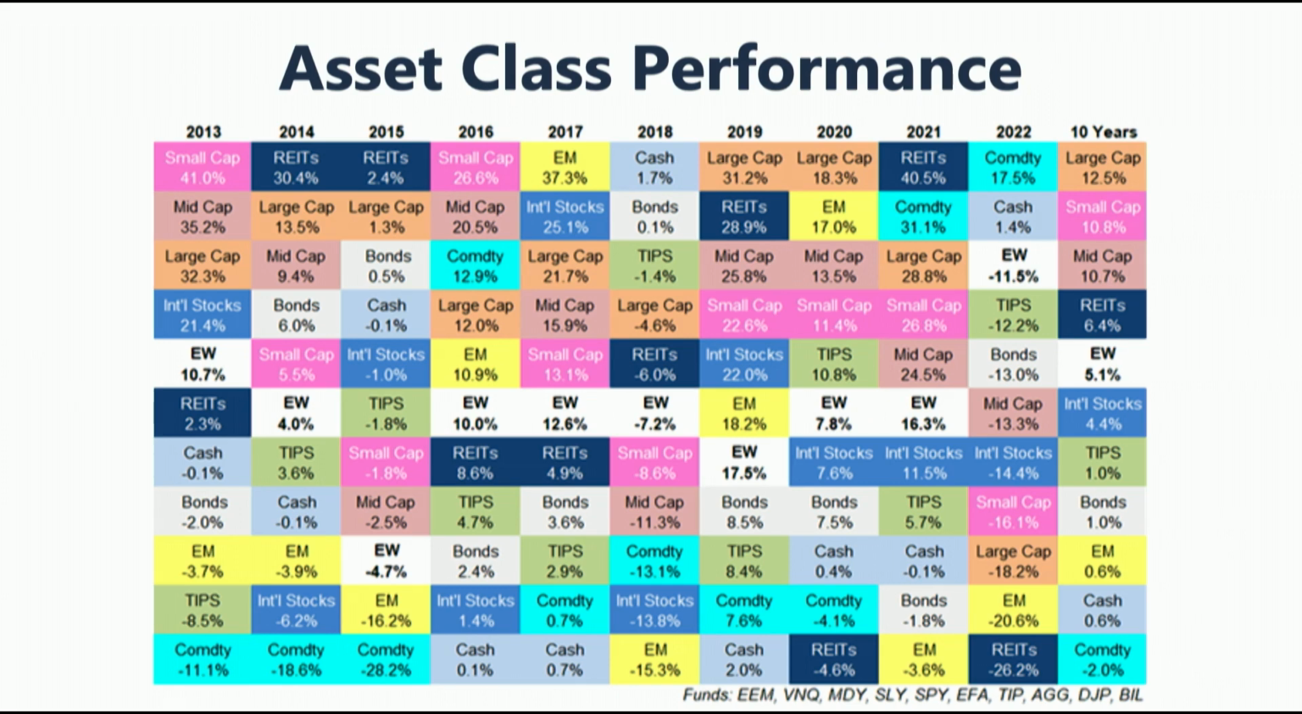And then you can look at a 10-year chart to see about what you would expect. The U.S. domestic stocks, all three of those boxes, have led the way with a 12.5% average return for large cap, followed by small and mid cap.